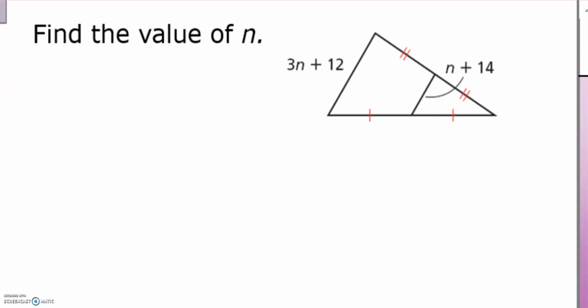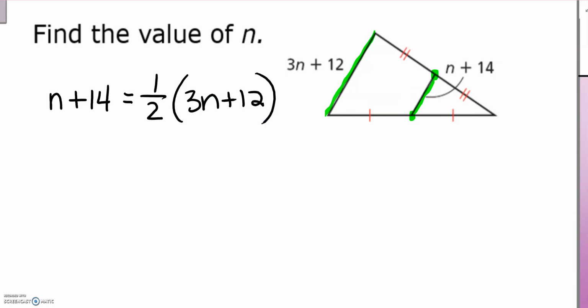Now, what if we have expressions representing our pieces? Well, the process and the concept doesn't change. I have a mid-segment. I know I have a mid-segment because I acknowledge this is a midpoint and this is a midpoint, and this segment is connecting two midpoints. So that means that segment, n plus 14, is equal to half of the side it's parallel to, which is 3n plus 12.